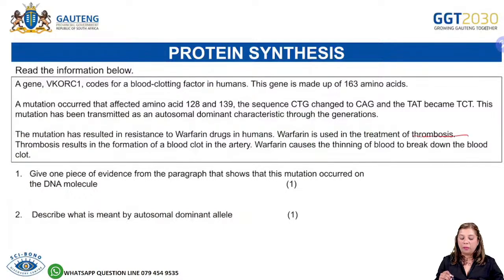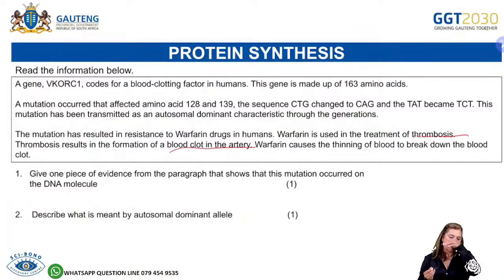Thrombosis results in the formation of a blood clot in the artery, and we know that this can be dangerous because it can cause a stroke and it can stop oxygen going to cells in the body. Warfarin causes the thinning of blood to break down the clot. Give one piece of evidence from the paragraph that shows that this mutation occurs in a DNA molecule.